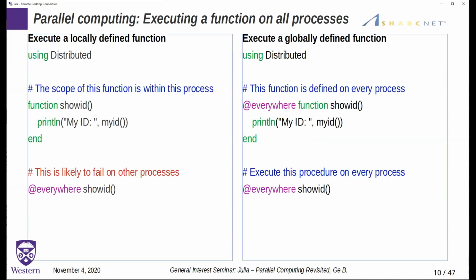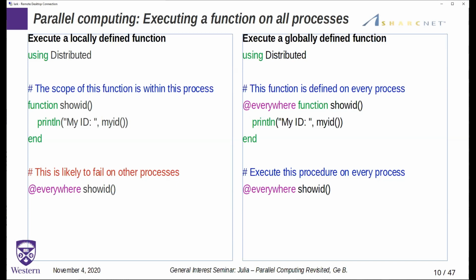Next, this is how we broadcast. We just showed we broadcast a value, but now we can also broadcast, quote unquote, a function. And here again, I define a function show ID. This function show ID just displays my ID returned by the Julia function myid. Now if this function is defined as a local function, then it is only visible to the current process, the main control process.